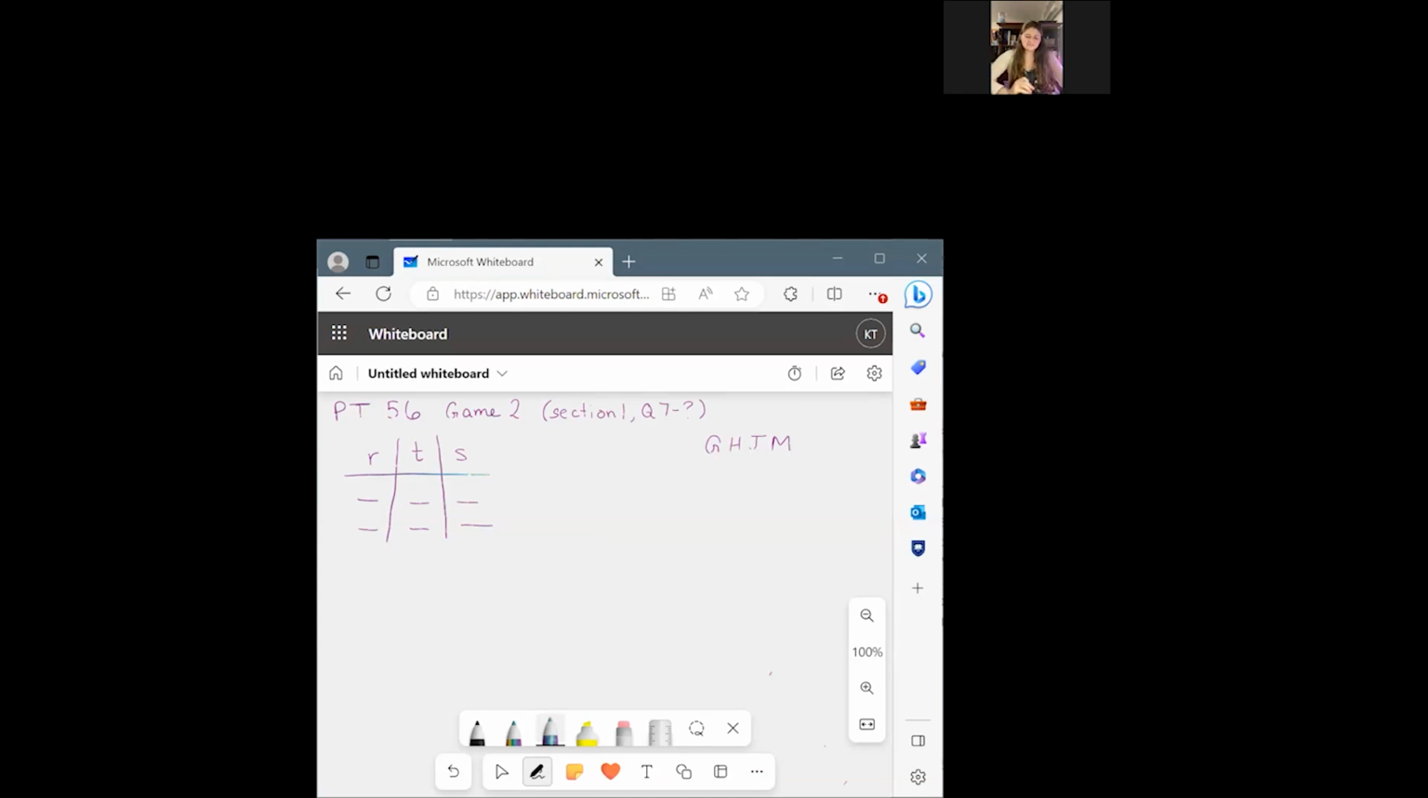Okay, so back to this. So we have Grace, Heather, Josh, and Maria. So starting with rule 1, how do y'all think you might diagram that? This is a bit of a more complicated rule.